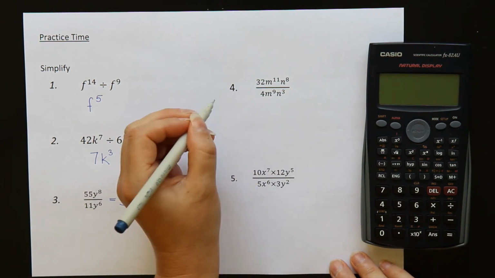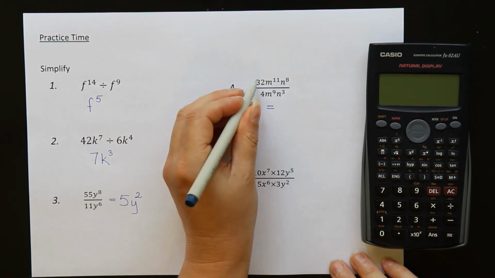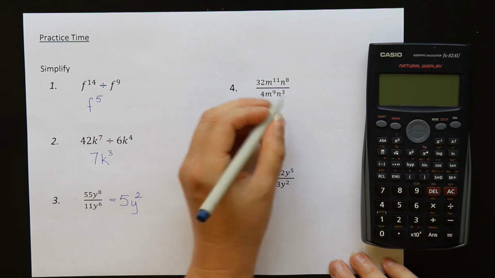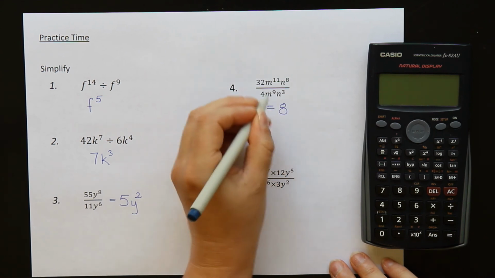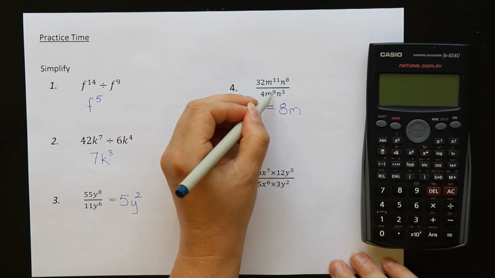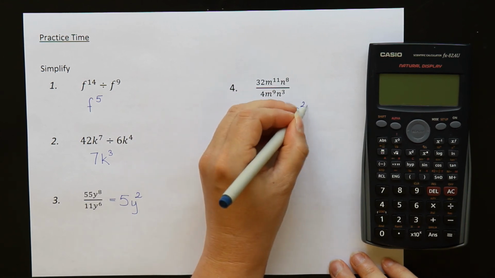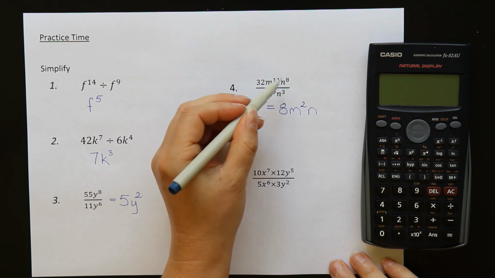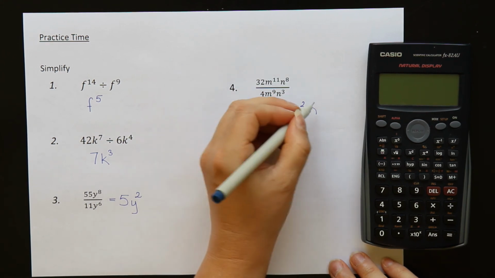Question 4. 32 divided by 4 goes 8 times. Look at the m's first. 11 minus 9 goes twice. And then the n's, 8 minus 3 goes 5 times.